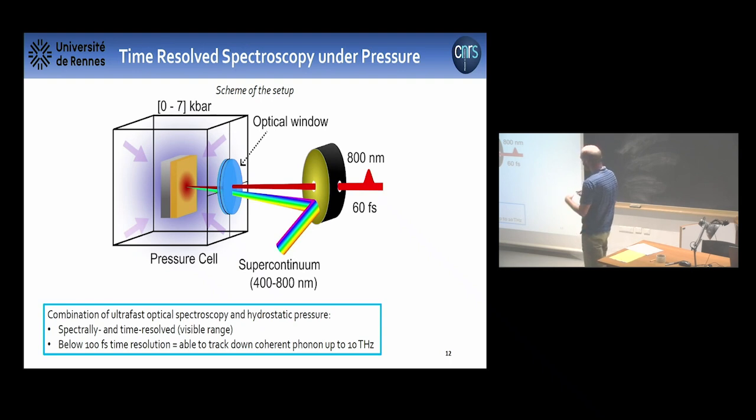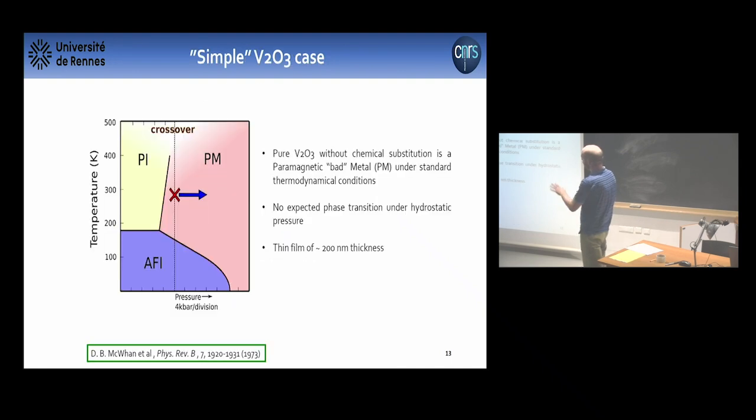Okay, so first we'll start again with the simple, let's say, V2O3 case, as it was grown and as I showed you previously. Something you have to keep in mind is we do not expect any phase transition or anything fancy when applying pressure. We're just going deeper into the metallic phase, right?